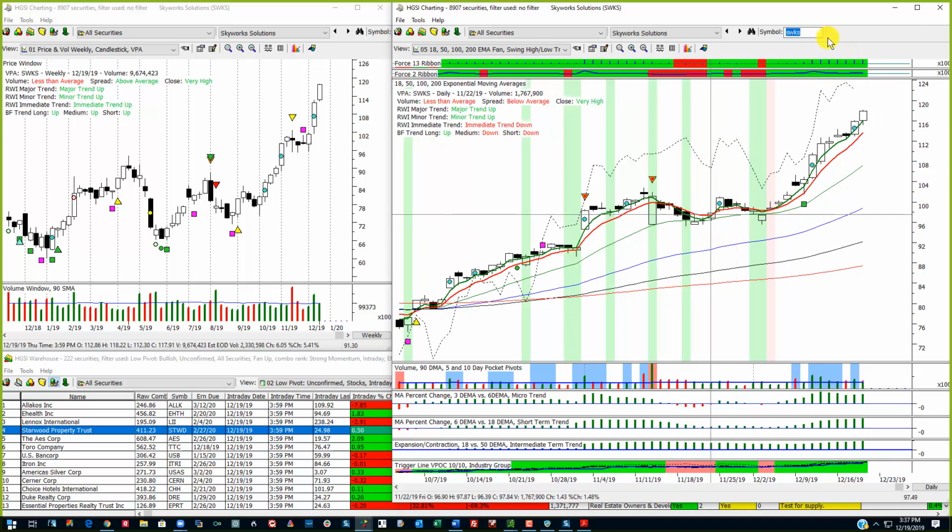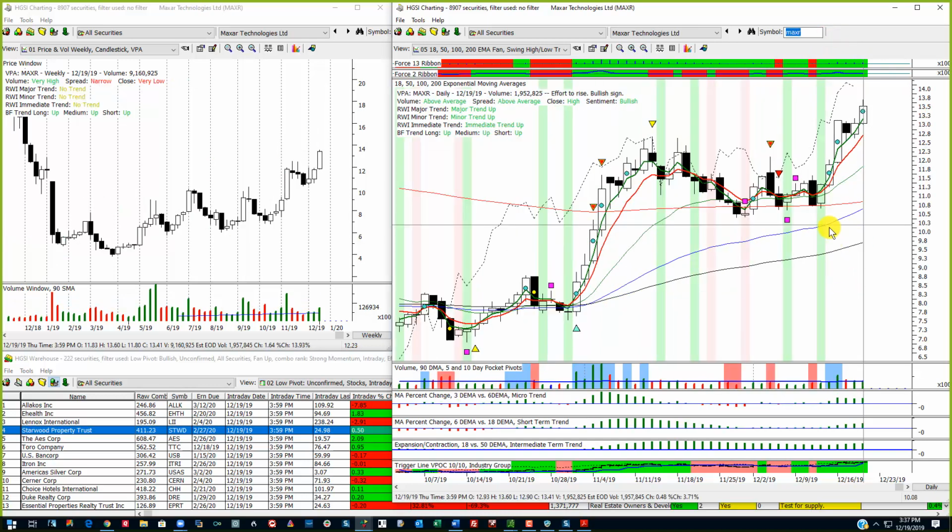MAXR. You can do this on your own though. Of course, you have to have my files. Maxar, this is good. Here's a good trade here. Here's a good trade here, which would not have been stopped out. Really good trade here. This was good for a day or two. This one was not executed. Yeah, I always place my stops under the pivot. If I'm wrong, I want to be wrong early, Kevin.